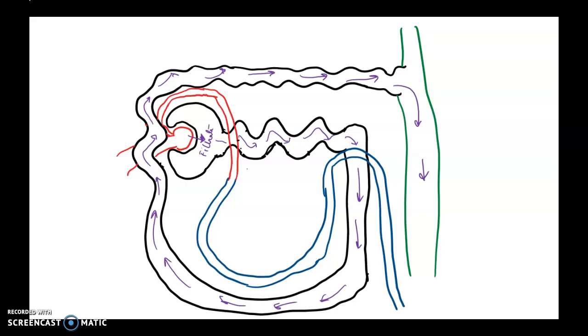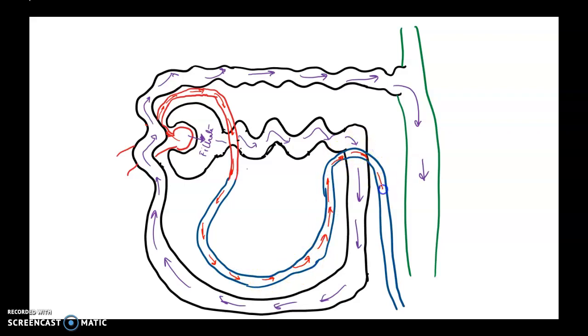How about the blood in the vasa recta? Which way does blood flow? I'll do this in red. So from the glomerulus, blood goes into the efferent arteriole, which then branches to form the vasa recta. So this is the direction of the blood flow. Do you see that?